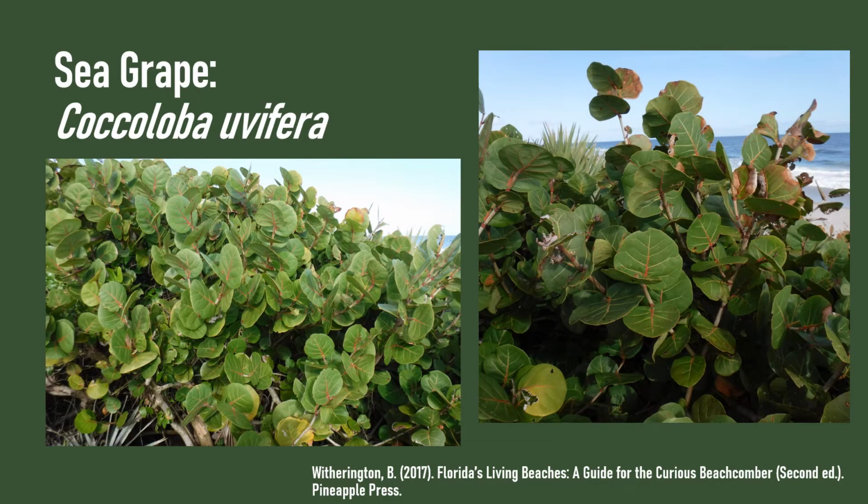For my first dune plant, I have the sea grape or Coccoloba uvifera. These plants are very adaptable and they are widely used in coastal landscaping and dune protection. The fruits or the grapes that they grow are edible, but they're not true grapes. They are said to taste similar to muscadine grapes.